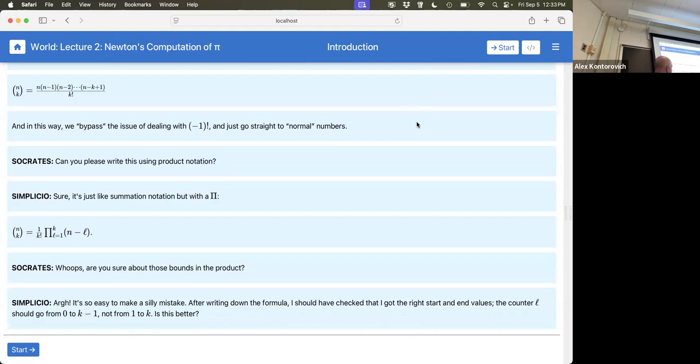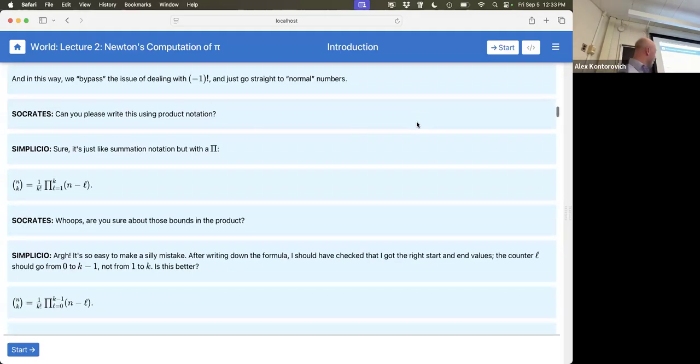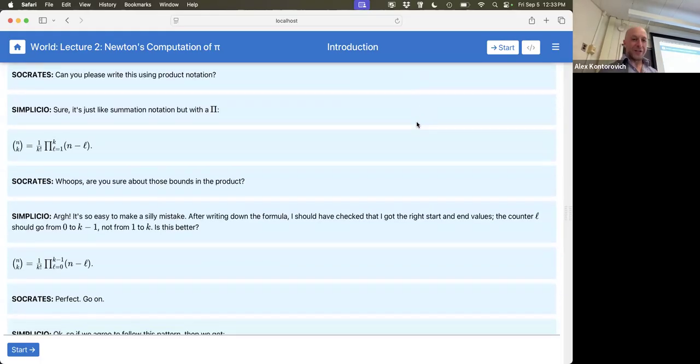And when L is equal to k, the last term will be n minus k. I want the last term to be n minus k plus 1. So just idiot check yourselves whenever you write down one of these formulas. What's the last term? What's the first term? I should have said L should go from 0 to k minus 1, not from 1 to k. Is this better? Here it is. All right, fine, whatever. Socrates says, go on.